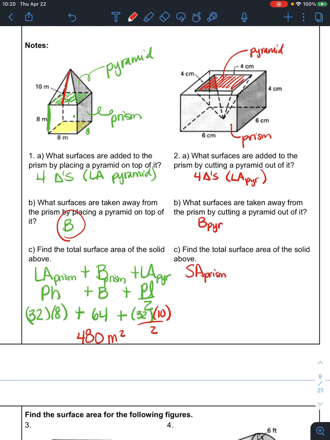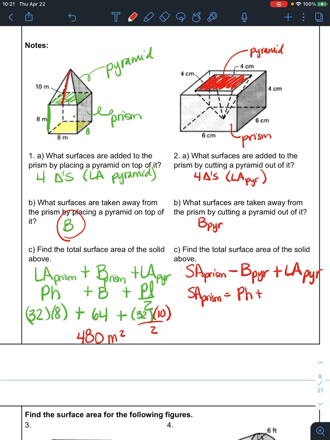Okay, so think about what you've got. You've got the entire prism, top, bottom, right, left, front, back, right? We've got the surface area of the entire prism. And then we can take away the base of the pyramid. So then that takes away this red square. But when I drill down into that, then I've got to add the lateral area of the pyramid. So you don't have to do this all in one step like I'm doing. You could do the surface area of the prism.